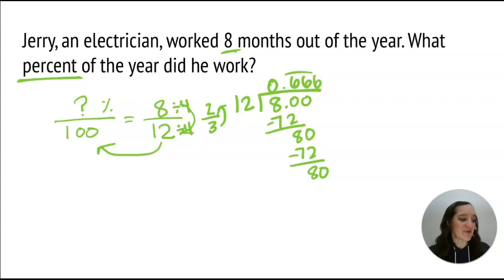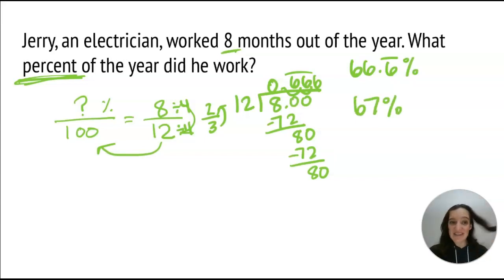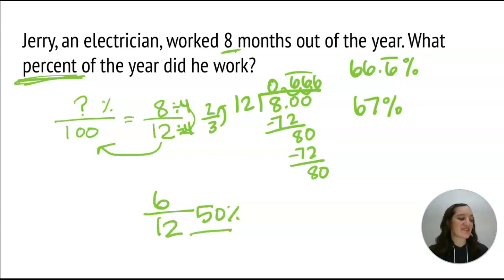So that's the decimal. They want the percent. So I got to scoop it twice. I could either put 66 repeating 0.6, or I could round it to just 67% of the year he worked, which makes sense. More than 50%. 50% of the year would be 6 months out of the year, right? He worked more than that. He worked 8 months. So it's going to be more than 50%. Those are definitely more than 50%.